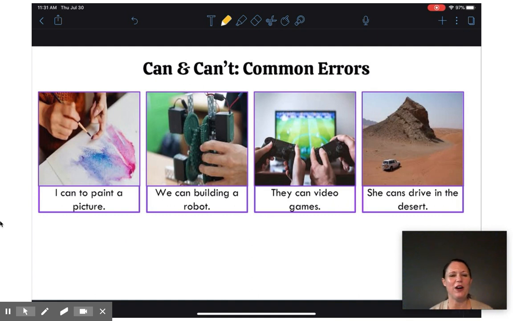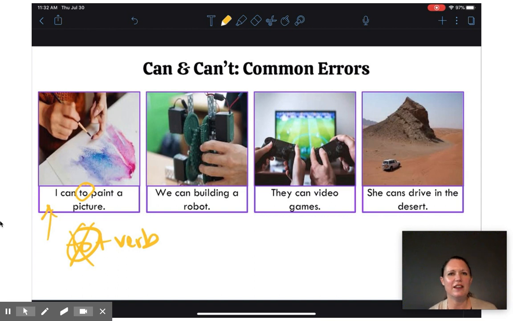Let's look at number one. What's the problem with this sentence? I can too paint a picture. That's right. We've added this to between our can and our verb. This is a common error because we think infinitive verb, that's to plus verb, right? Normally, yes, when we're talking about grammar, but for can or can't, no to, just the verb.